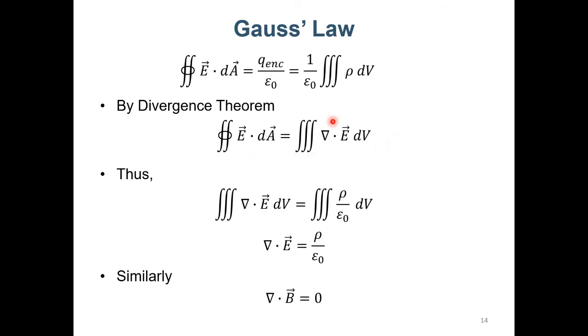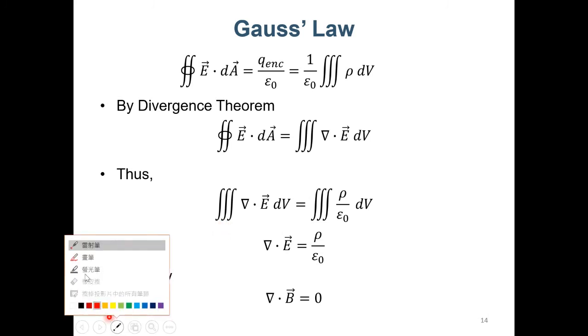And we substitute this into here. So that we'll have the triple integral of divergence of E equals, we put the epsilon 0 inside, so that we have the triple integral of rho over epsilon 0. And this is over any volume in space.